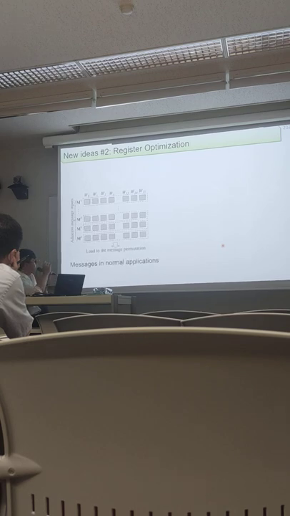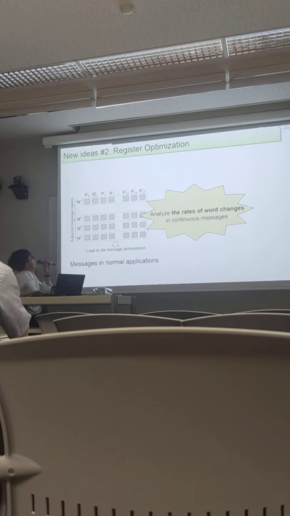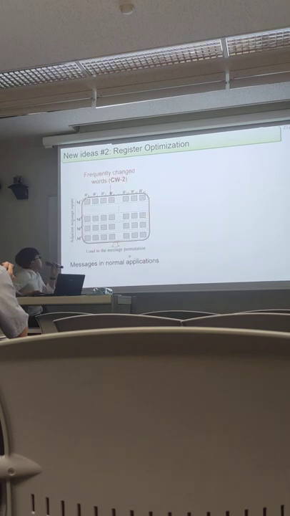Now, as you can see here, this is the message input. We analyze the rate of word change in the continuous messages. In each message input, there are 16 words here. We analyze the rate of word changes. Now you can see here in the normal application, every word here is primarily a changing word, because we don't know the value of this message input. It changes frequently in each message input.